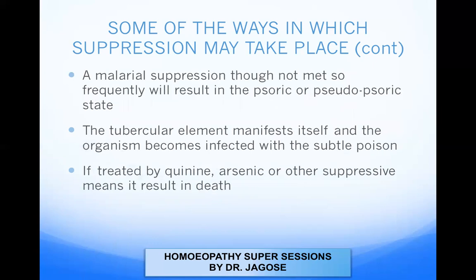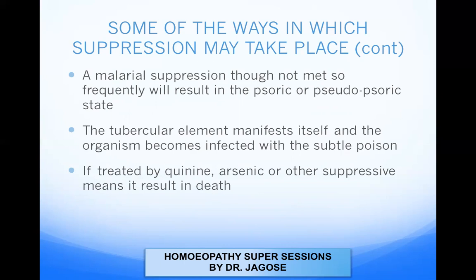A malarial suppression, though not met so frequently, will result in psoric or pseudopsoric states. He says the malarial suppression, which is not seen very frequently, will, when it occurs, result in psoric or pseudopsoric states. That is when the tubercular element manifests itself and the organism becomes infected with the subtle poison. So what happens when the malarial suppression takes place? The tubercular miasm, or tubercular element, gets activated and becomes a subtle poison in the body.